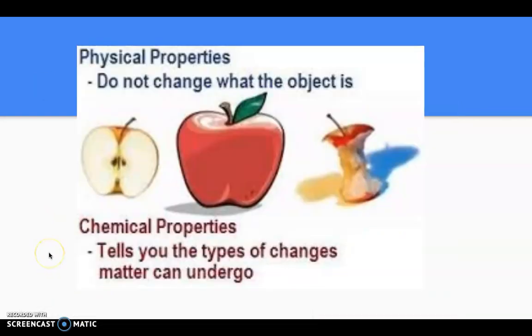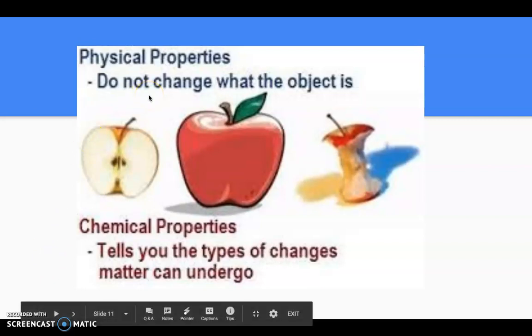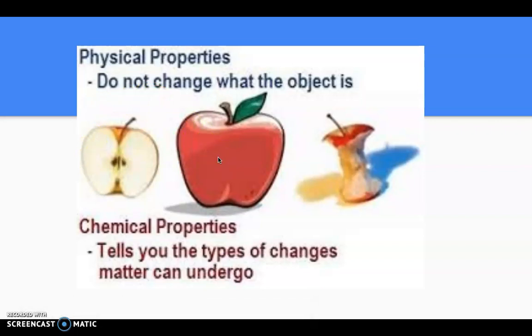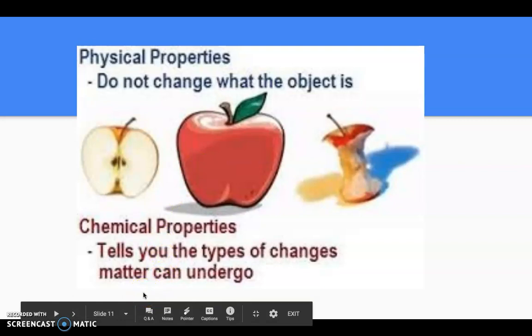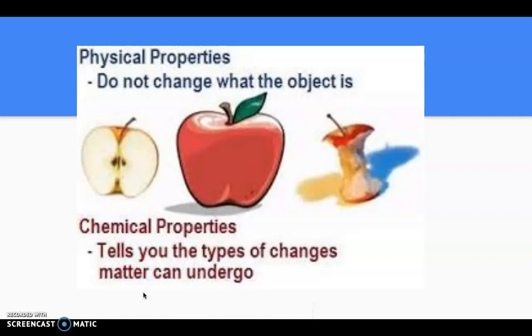I really like this visual because it gives a really pretty clear difference of the two. The physical property doesn't change what the object is. For example, this apple is red, all right? It's round in shape. Those are physical properties. What the chemical property is, it tells you what it can do. So it's not necessarily a change, but it tells you what it's capable of doing or what it has the ability to do.